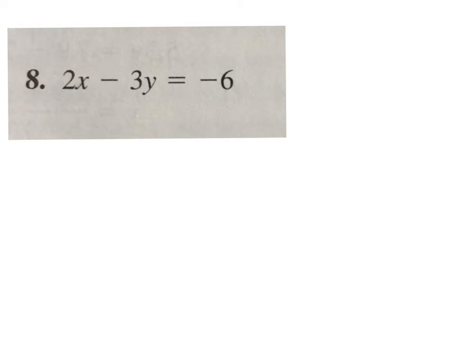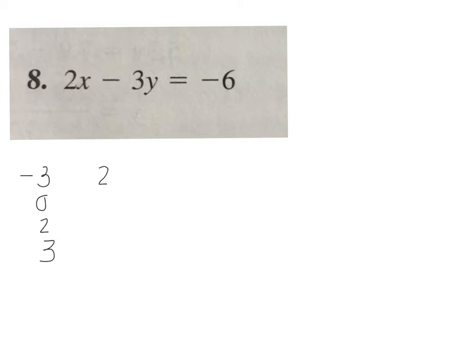But here they've given us specific values of x that they want you to substitute into the equation. They want you to substitute x is -3, 0, 2, and 3. So if I substitute -3 in for x, I'll have 2 times -3 minus 3 times y is equal to -6. I need to solve for y now.